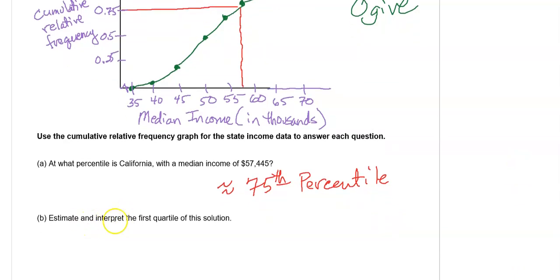And then Part B says, estimate and interpret the first quartile. Okay, so let's switch colors again. First quartile is right here. All right, I'm going to say that's about 46,000.